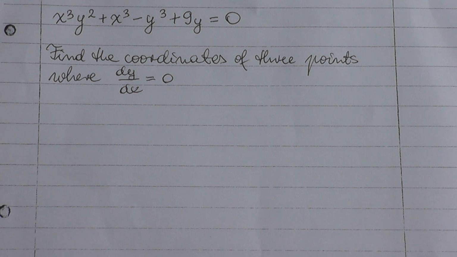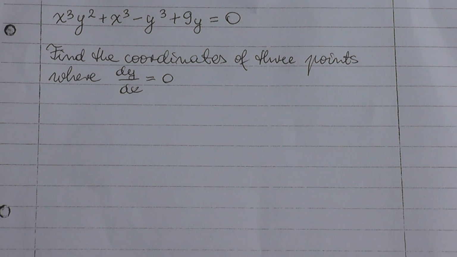We're given an equation of a curve. We need to find the coordinates of 3 points where the derivative of this curve is equal to 0. Now, as soon as we see that the derivative is equal to 0, we know that we need to find the derivative here. And because this is very messy, we need to use implicit differentiation here.